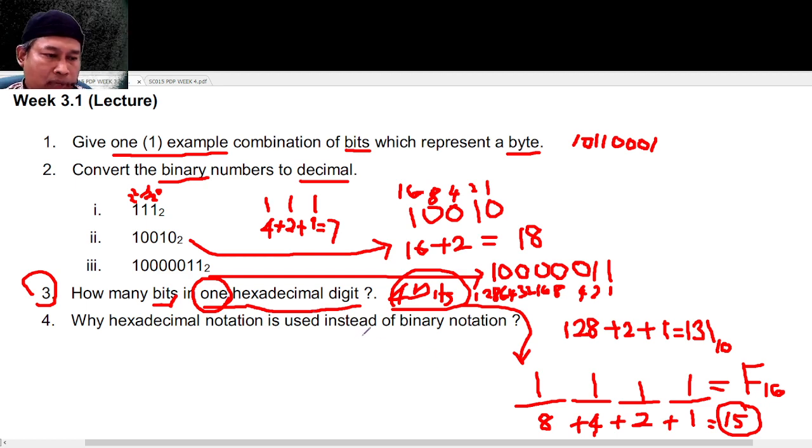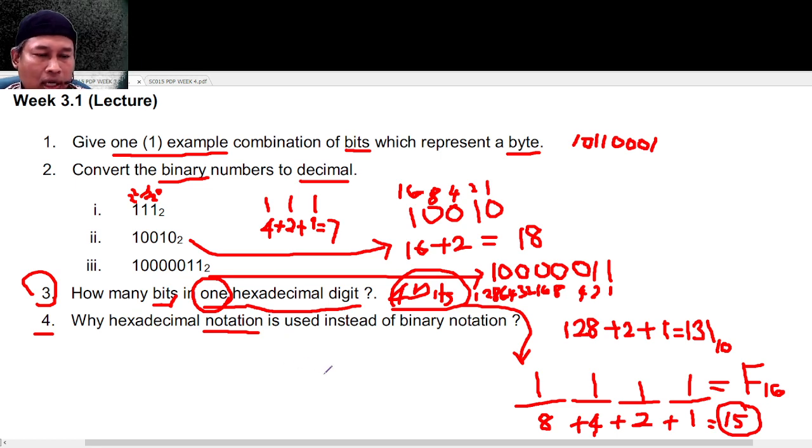Okay, I hope you understand why it is 4 bits and not 16 bits, because F is 1 1 1 1 in binary numbers, because the computer only knows 0 and 1. This is binary numbers. So one symbol for hexadecimal is 4 bits. Okay, next question number 4: why is hexadecimal notation used instead of binary notation?